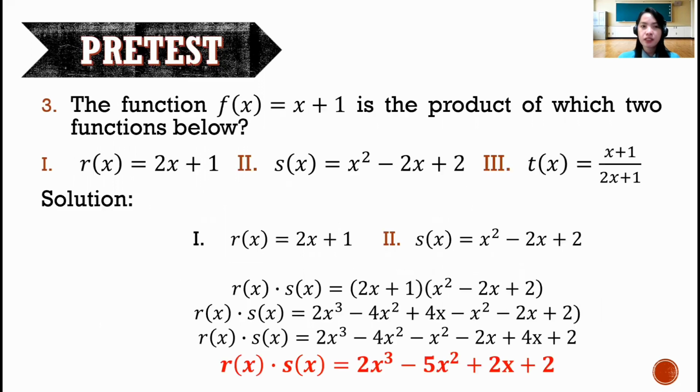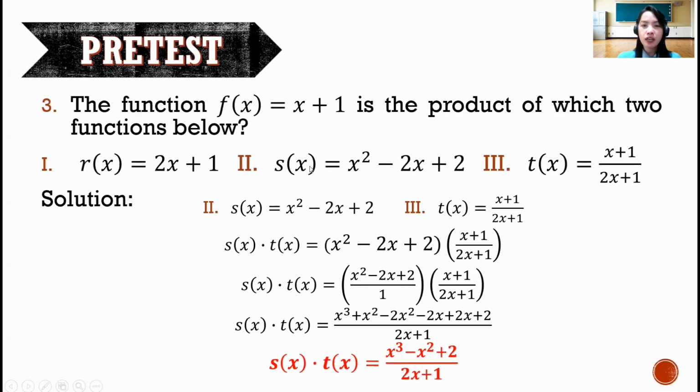For number 3, the function f of x equals x plus 1 is the product of which two functions below? We have 1, or x of x equals to x plus 1. We have here s of x equals x squared minus 2x plus 2. And then the third function is t of x equals x plus 1 all over 2x plus 1. So we're going to try. We're going to have the product first of x and s of x. And this is not the function f of x.